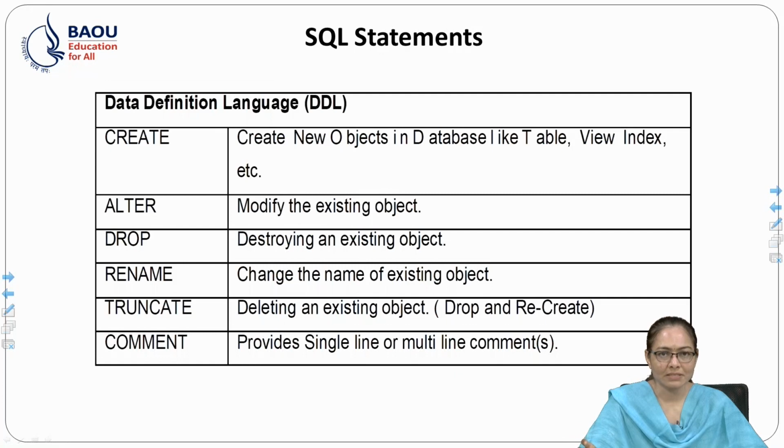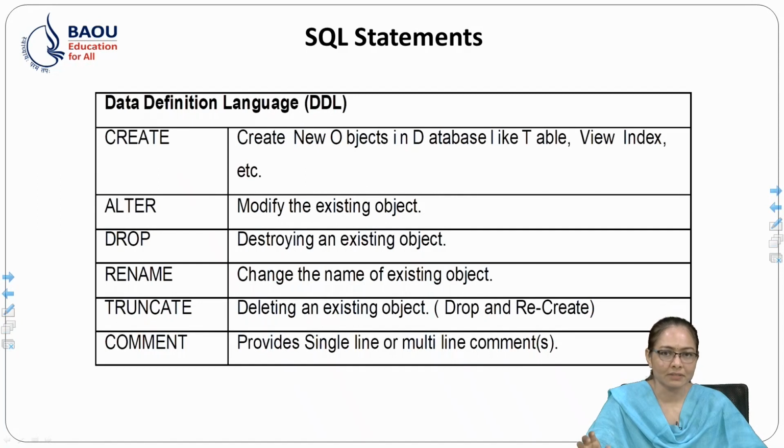Now the next one is the alter command. Alter command is used to modify or change the data type and size of an existing object. The drop command is used for destroying the existing object, means drop the table with whole structure and all the data. Rename command is used to change the name of an existing object.